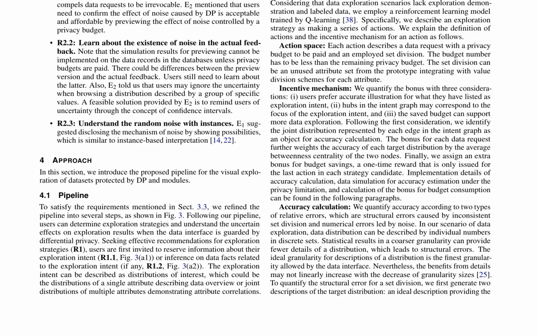The pipeline also allows users to browse feasible set division schemes for data exploration and test each of them by simulating the data request on simulation data constructed by all known data facts. Users can further examine the feedback and browse possible distributions of the actual data calculated by randomly removing noise. This approach aims to provide a comprehensive framework for visual exploration of datasets protected by differential privacy, enabling users to make informed decisions about their data exploration strategies while minimizing the impact of noise and uncertainty.